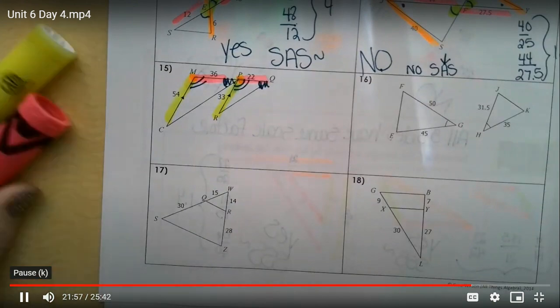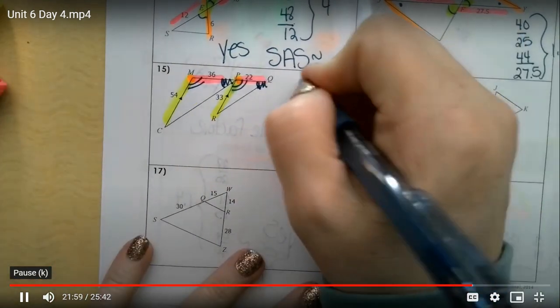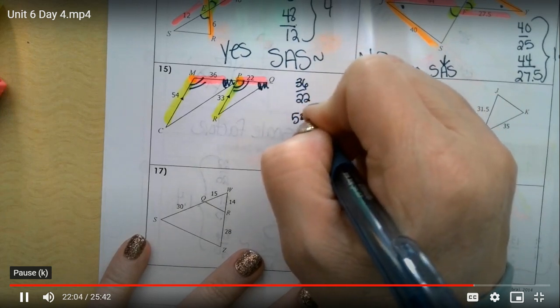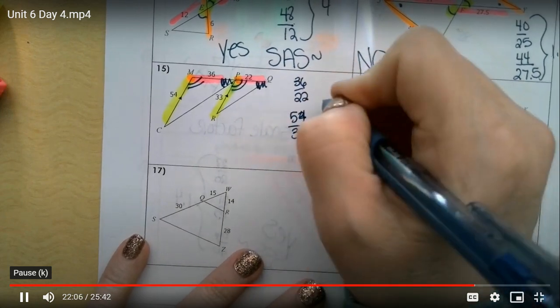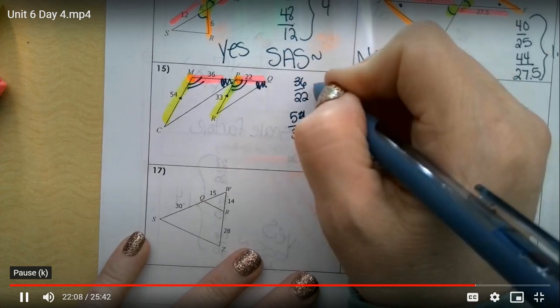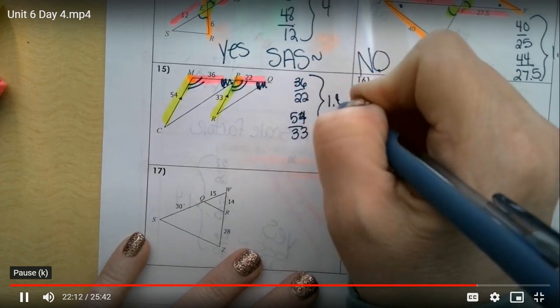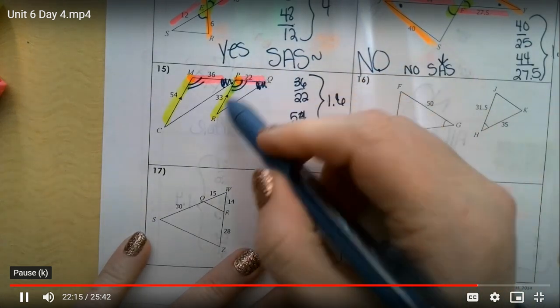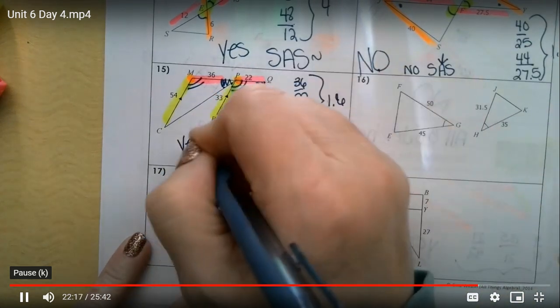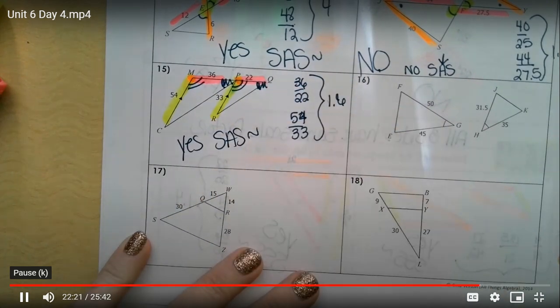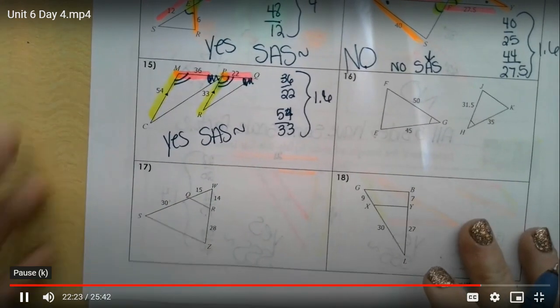So this one, when you put 36 over 22 and 54 over 33, they end up being 1.64, if you'll take my word for that. 1.6. The angle is between the two sides. So that would be yes, side, angle, side. Okay, I think we're going to do one more.